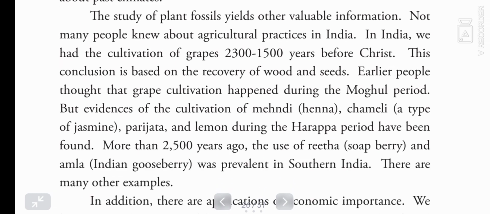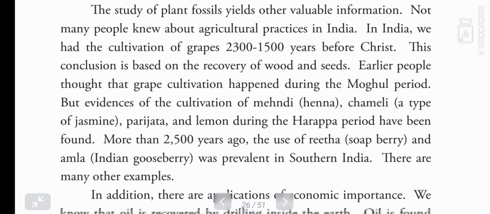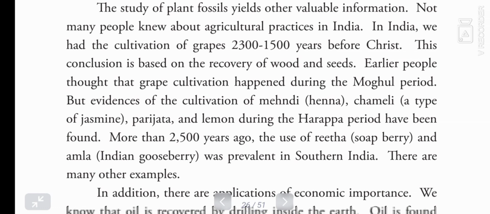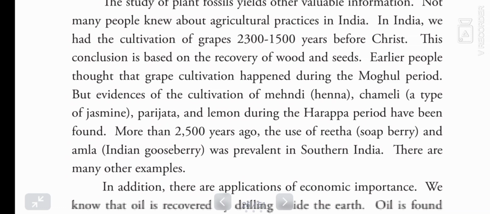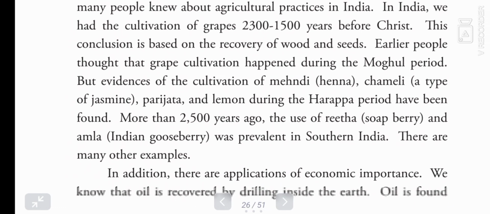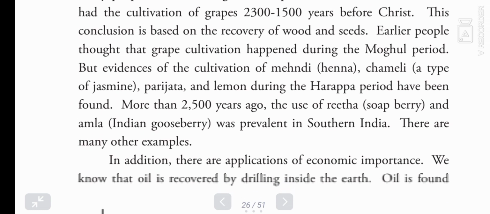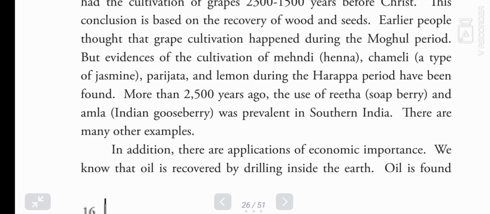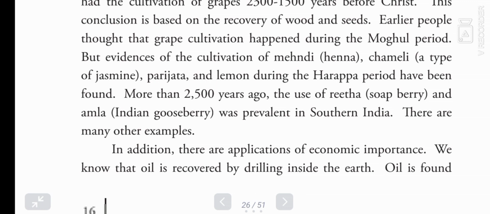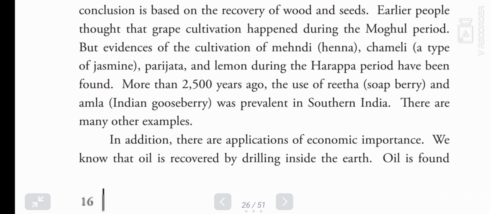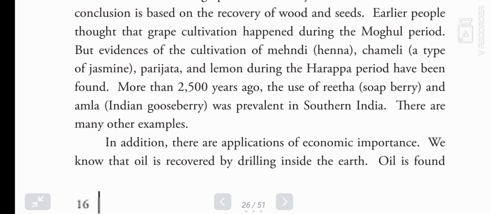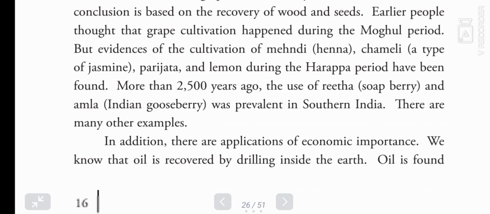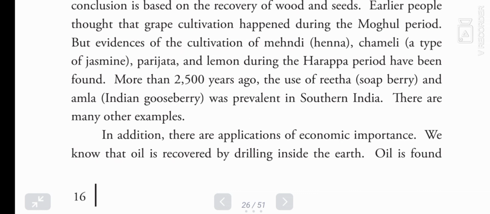The study of plant fossils yields valuable information. Not many people knew about agricultural practices in India. In India, we had the cultivation of grapes 2300 to 1500 years before Christ. This conclusion is based on the recovery of wooden seeds. Earlier people thought that grape cultivation happened during the Mughal period, but evidence of the cultivation of mehndi, that is henna, chameli, a type of jasmine, parijata, and lemon during the Harappa period has been found. More than 2500 years ago, the use of reetha, that is soapberry, and amla, Indian gooseberry, was prevalent in South India. There are many other examples.